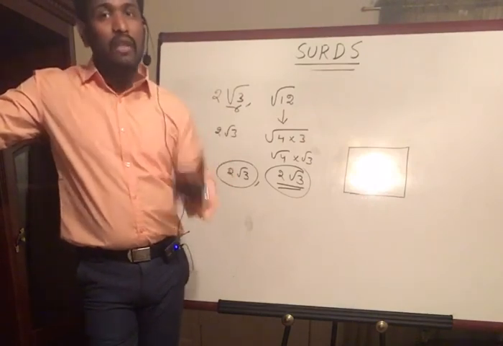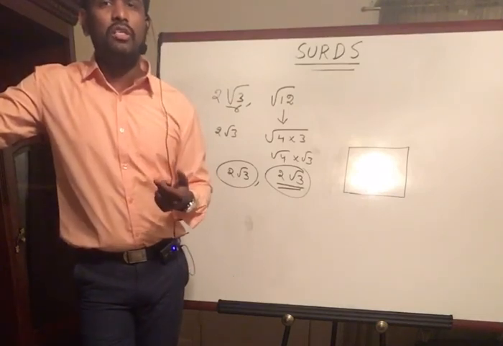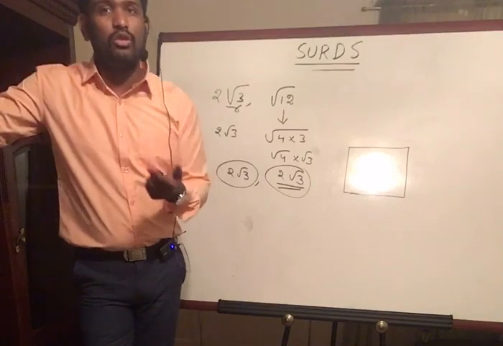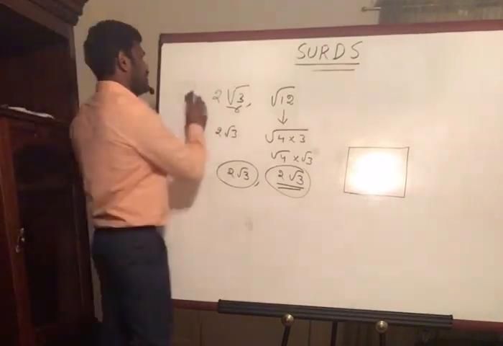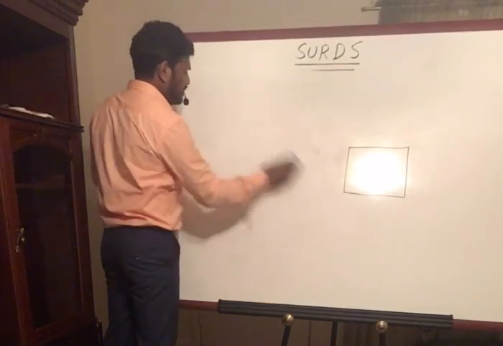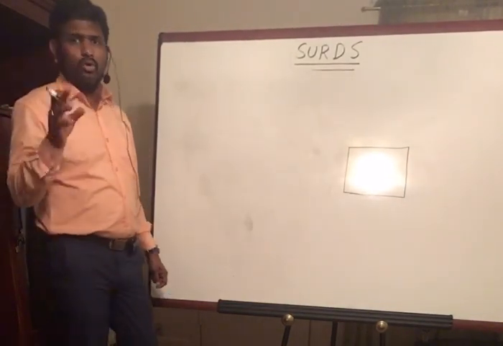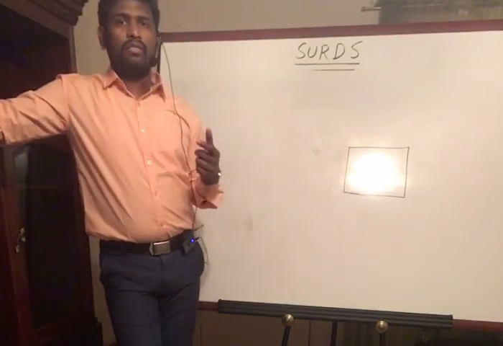So you need to first observe whether it can be further simplified or not. If there is any chance of further simplification, you need to simplify and then judge whether they are similar Surds or not. That is the most important criteria. Now we are going to discuss how to add or subtract the Surds.